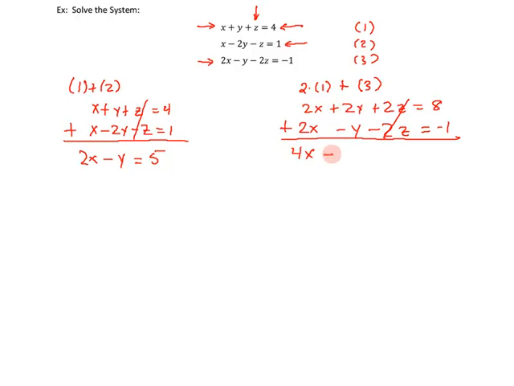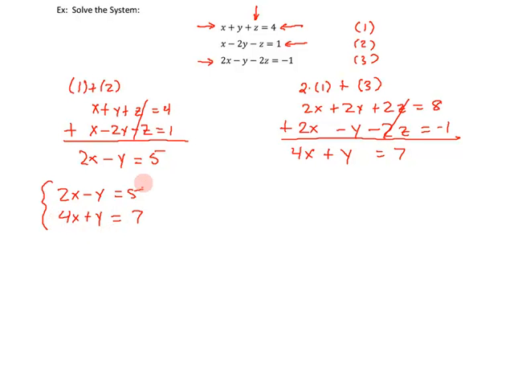2y minus y is plus y, equal to 8 minus 1, which is 7. By doing this twice, I've now got 2 equations: 2x minus y is equal to 5, and 4x plus y is equal to 7. I've got a 2 by 2 system. Now I can go back to any technique I want from 3.1 and solve this system.